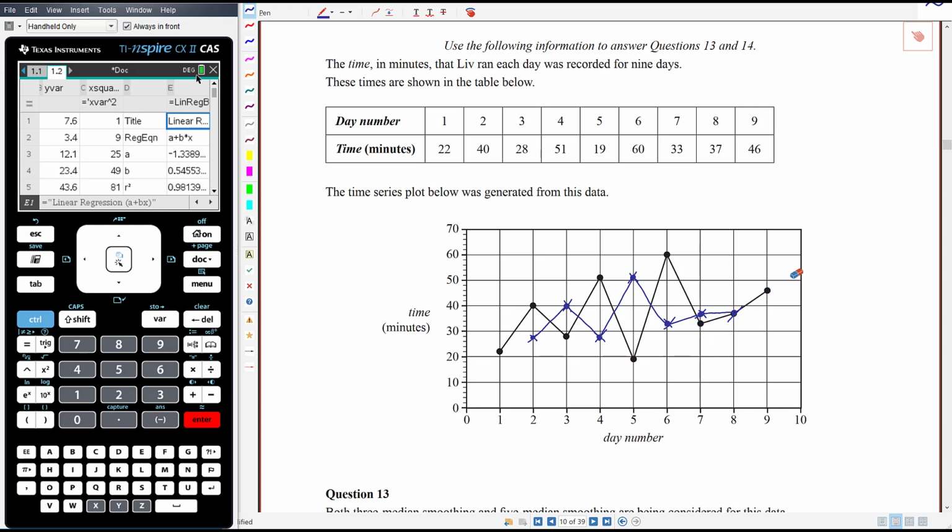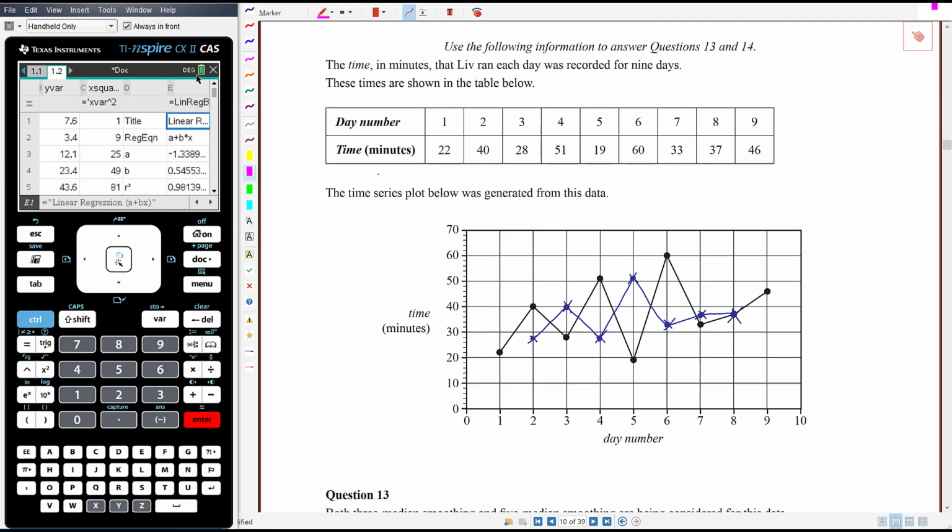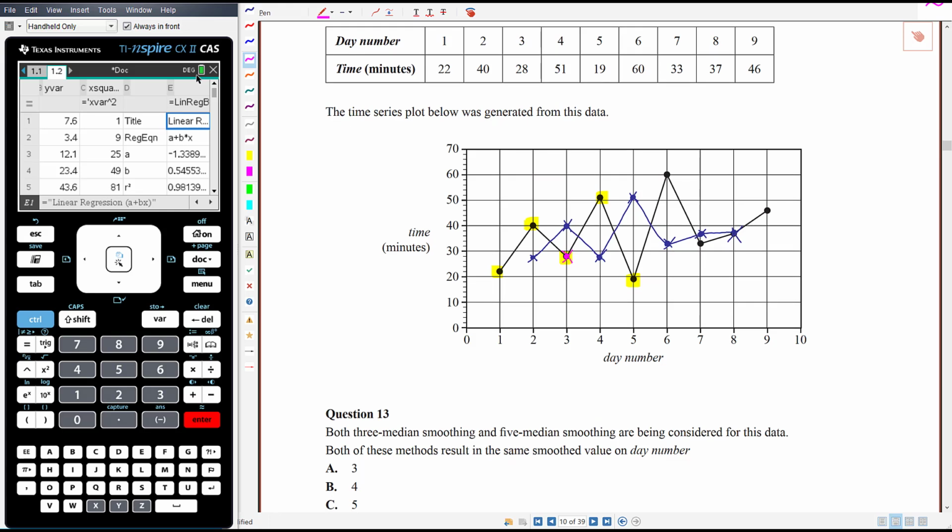Okay, let's think about the 5 median smoothing. So I'll change the pen color. For 5 median smoothing, we're going to want to look at 5 values. So 1, 2, 3, 4, 5. And we want to find the median time. So we've got 1, 2, 3, 4, 5 times. The middle of those times will be that one there. Alright, and so that's the median smoothed value for day 3. It's going to be here. Which is not the same as day 5. So day 3 is not the correct answer.